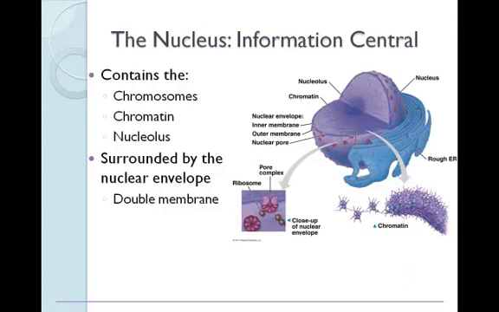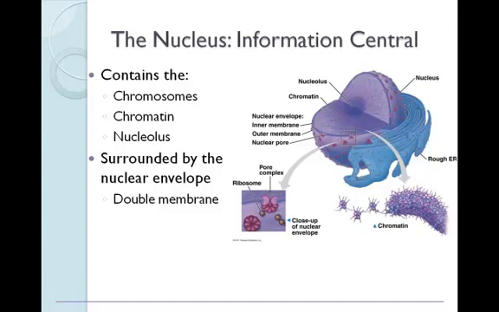Another important structure in the eukaryotic cell is the nucleus. The nucleus can be thought of as the information center of the cell. It contains the cell's genetic information, which is specified in the cell's DNA. Eukaryotic DNA is combined with proteins to form chromosomes. When chromosomes are tightly packed together, they form chromatin. Another structure in the nucleus is the nucleolus, the area of the nucleus where ribosomes are formed.